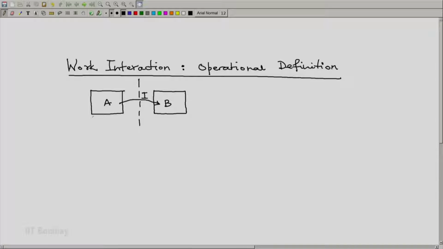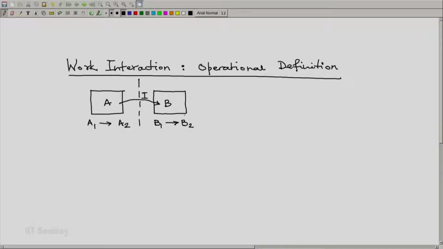Because of this interaction, the state of system A will change, and let the initial state of A be A1 and let its final state be A2. Because of this interaction, the state of system B will also change. Let B1 be its initial state and B2 be its final state.